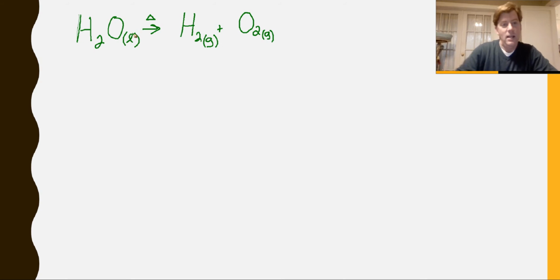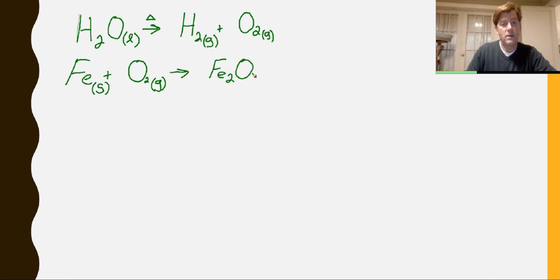There we go. We also saw rust. Rust happens when iron, which would be a solid, is reacting with oxygen gas, again, diatomic, and it would make iron 3 oxide, which we know as rust. And that would be a solid. So we see this reaction taking place here.